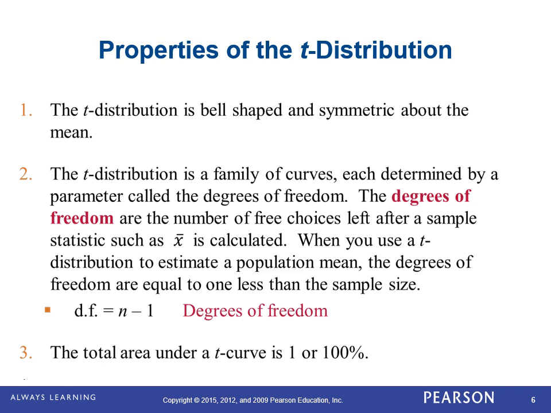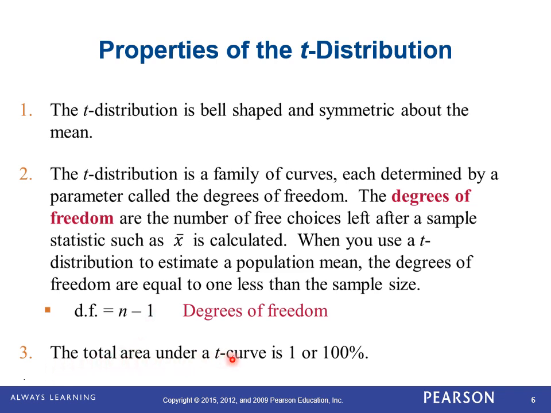Okay, properties of the t-distribution. The t-distribution is bell-shaped and symmetric about the mean. The t-distribution is a family of curves, each determined by a parameter called the degrees of freedom. The degrees of freedom are the number of free choices left after a sample statistic such as x bar is calculated. When you use a t-distribution to estimate a population mean, the degrees of freedom are equal to one less than the sample size. Okay, so you'll see that when we want to find the degrees of freedom, oftentimes they'll abbreviate that to df, you just take your sample size minus 1.